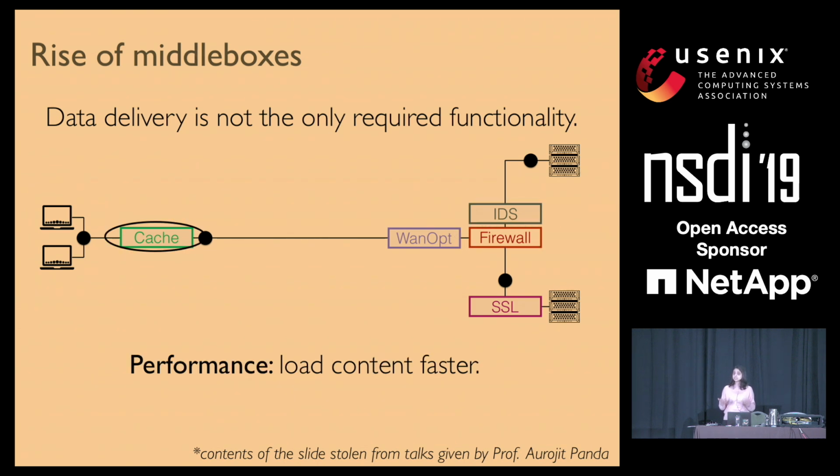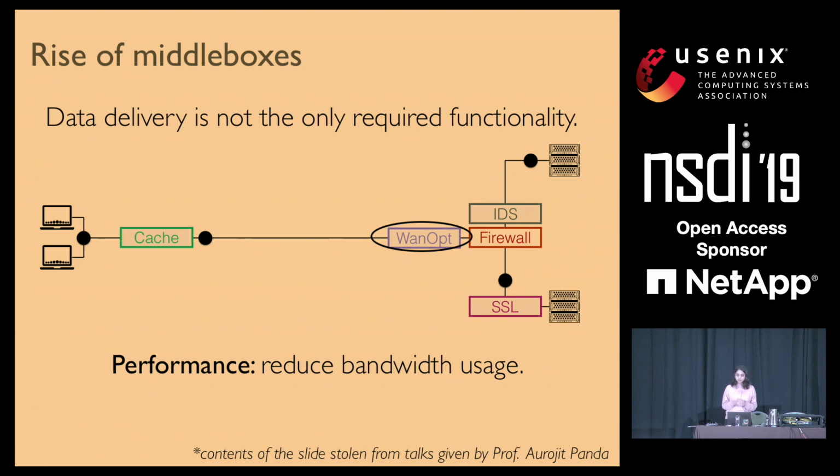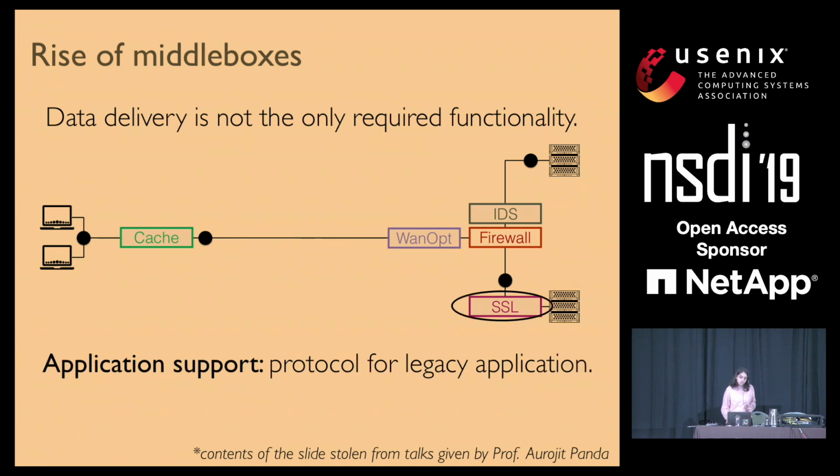We can use middle boxes to improve performance. For example, caches can be used to load content faster, and WAN optimizers can be used to reduce bandwidth usage. Middle boxes can also be used to provide application support for legacy applications that do not implement some required protocol. For example, we can use an SSL proxy for HTTPS support. And there are multiple such examples of middle boxes.